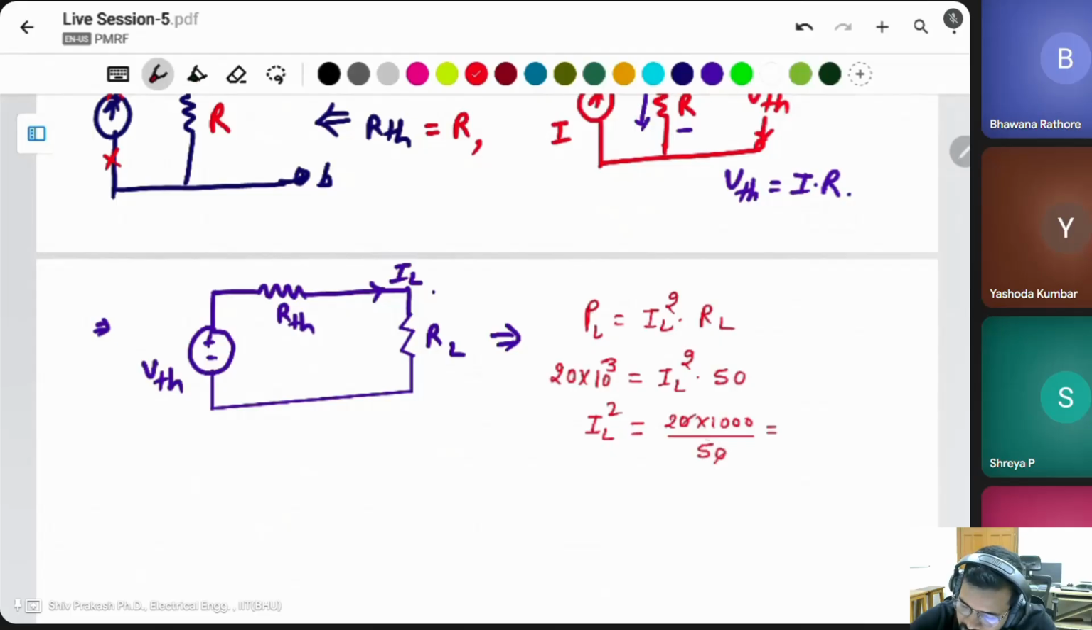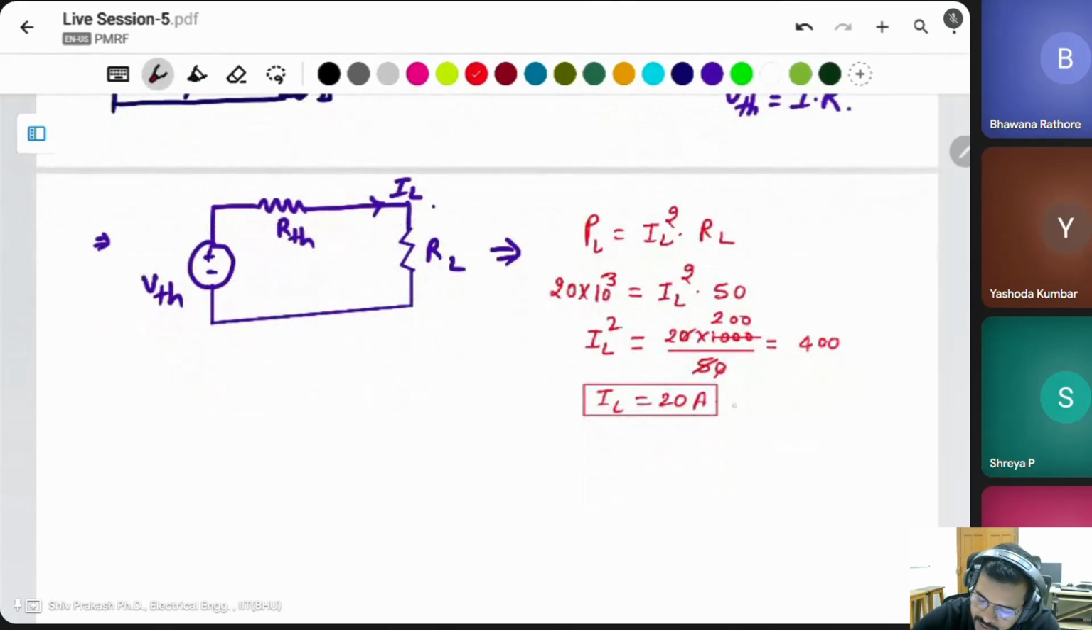The zero is cancelled out, 5. This will be 400. Then IL is equal to 20 ampere in this condition. This is the first condition, case 1.